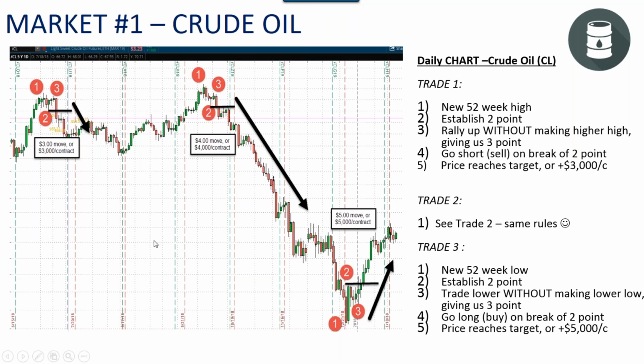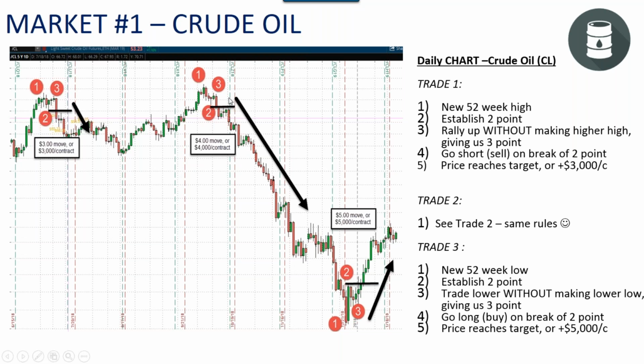I'm only looking for new highs or new lows. We get that. This high is greater than that high, so we start a new count, 1, 2, 3. Let me tell you why I got super excited about this setup. One, because of the high probability 1, 2, 3 pattern that we've been talking about.